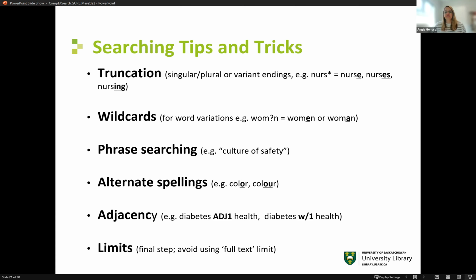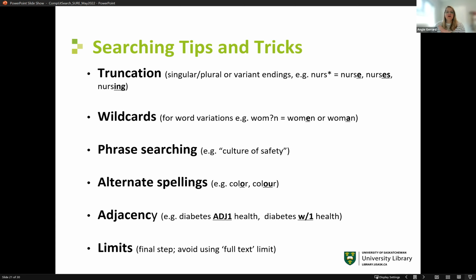Wildcards are another way, for variations within the word rather than at the end. I don't typically use this that often, because the only time you would really do that is perhaps if there's an alternate spelling. So for instance, color.